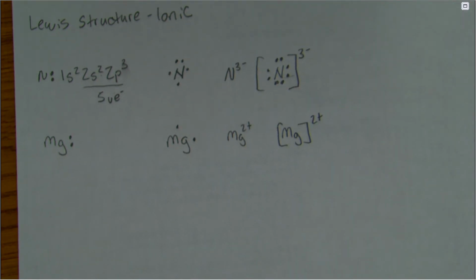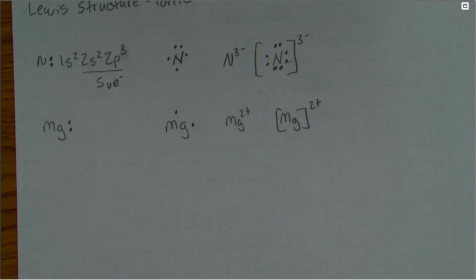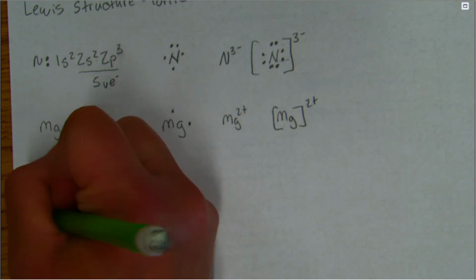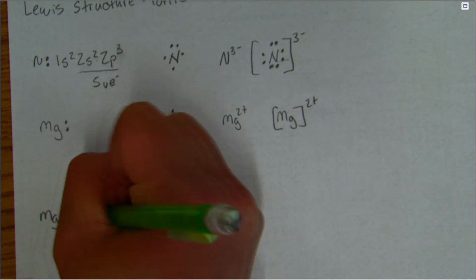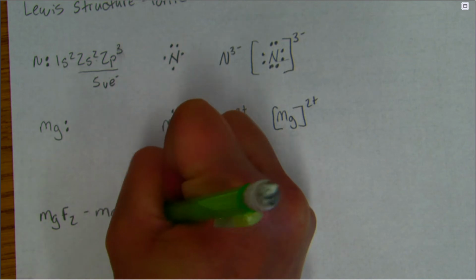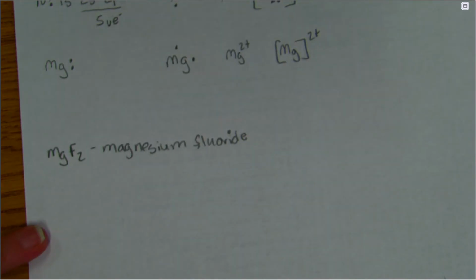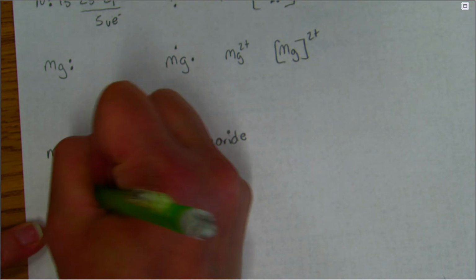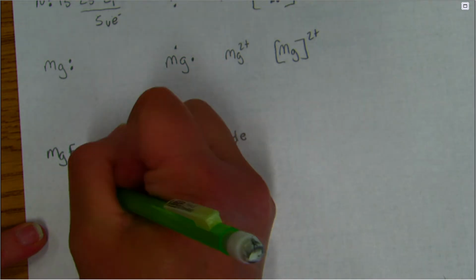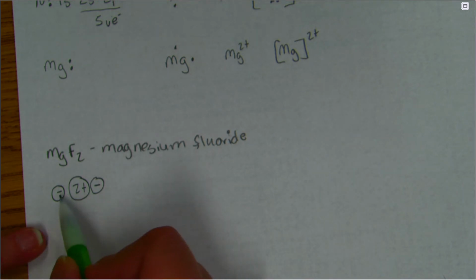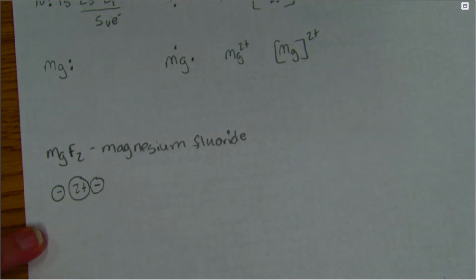Now, this is going to be important if we wanted to draw a Lewis structure for a compound. So let's look at magnesium fluoride. If we were to draw the magnesium fluoride as a particle diagram, we have 1 magnesium, which is a 2 plus, and 2 fluorides, each which are a minus. And now you'll notice I have the fluorides opposite each other.